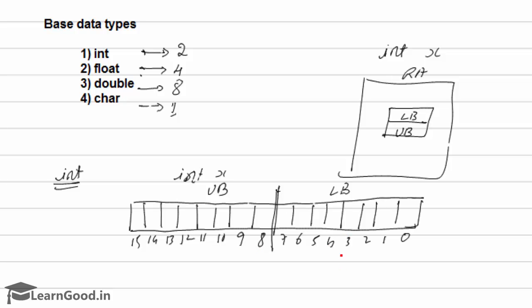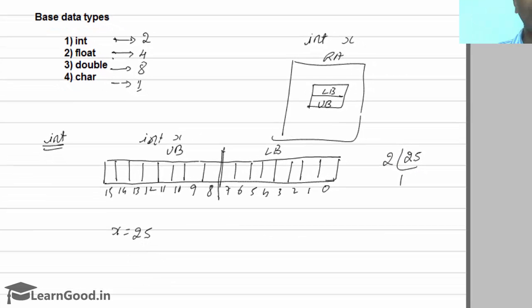Okay. Fine. How exactly is the data stored? If I give x is equal to 25, how is the 25 stored? Actually, 25 is not stored as such. All the data is stored in the form of zeros and ones. So what is the binary value of 25? If you divide it by 2, you'll get the binary value. 2 12s are 24, 1 is the remainder. 2 6s are 12, 0 is the remainder. 2 3s are 6, 0 is the remainder. 2 1s are 2, 1 is the remainder. So the binary value of 25 is 11001.